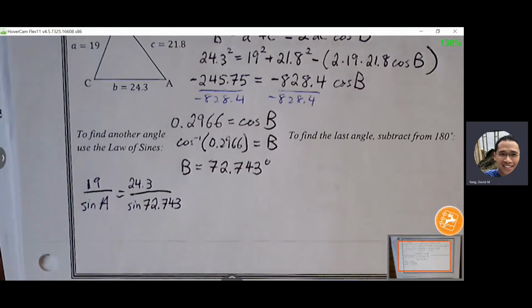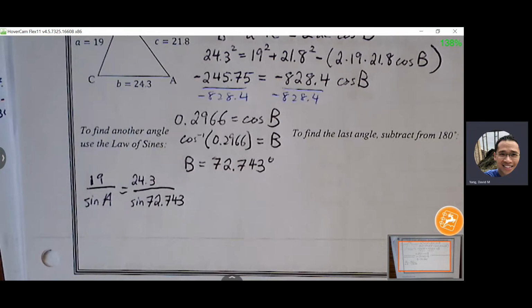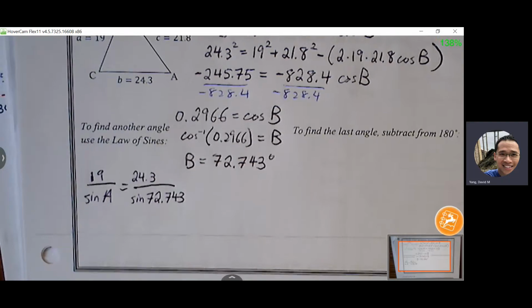Okay, just like before, cross multiply, get that sine A by itself, and then finish it off by doing inverse sine to get that angle A.